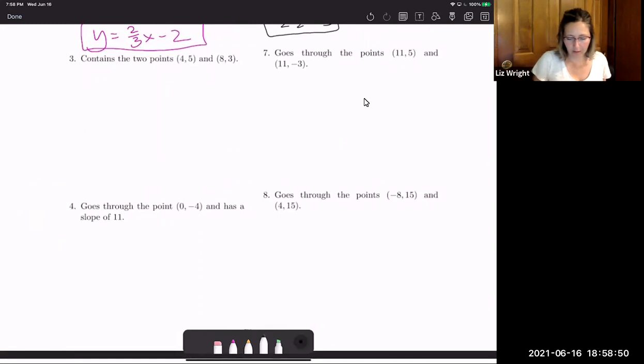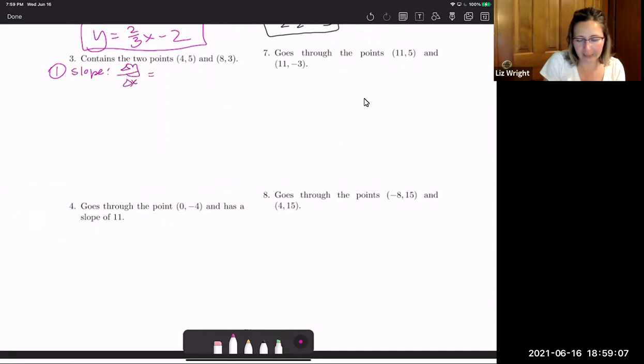Number 3 looks like the same exact scenario where we've got the 2 ordered pairs. Neither point is a y-intercept. So let's first find our slope and then the y-intercept. So I'm doing change in y over change in x. So I'm going to do 5 minus 3 all over 4 minus 8. And then I get 5 minus 3 is 2. 4 minus 8 is negative 4. So it's going to be negative 1/2.